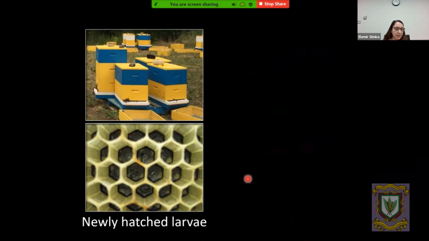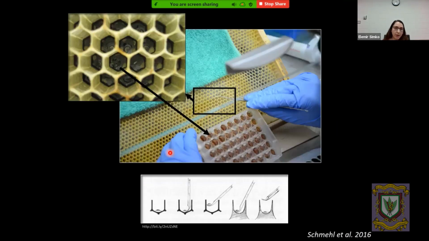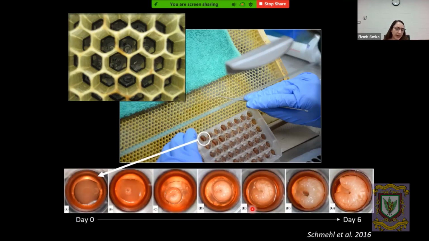We're testing this hypothesis in vitro by selecting brood frames in colonies of newly hatched larvae, bringing them back to the lab, and then gently placing these one-day-old larvae into these 48 well plates using this grafting technique. And following an in vitro larval rearing protocol, we monitor these larvae in the lab over 6 days, so over their larval life.